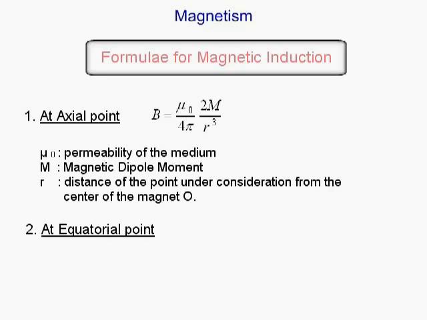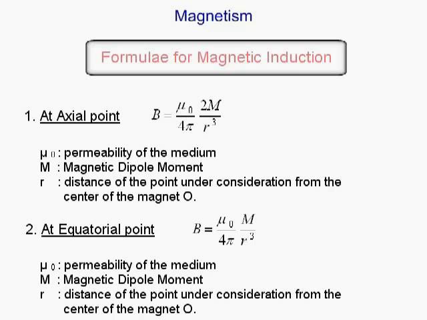Similarly, in 11th standard we got the formula for magnetic induction at an equatorial point. Thus, on the equatorial line, if a point is at distance r from the center of a magnet of dipole moment M, then the magnetic induction at that point is given by B is equal to mu naught upon 4 pi into M upon r cube.